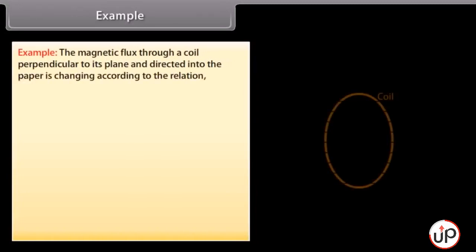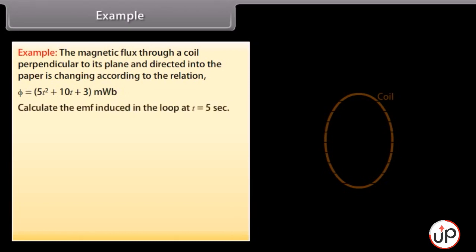Example. Let's take an example on Faraday's laws of induction. The magnetic flux through a coil perpendicular to its plane and directed into the paper is changing according to the relation Phi = 5t² + 10t + 3 milliweber. Calculate the EMF induced in the loop at t = 5 seconds.